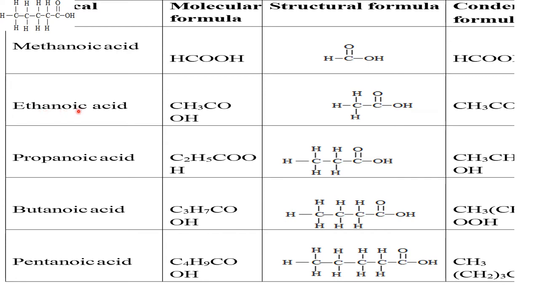Then we have ethanoic acid, which is expected to have two carbon atoms, and indeed it has two, this and this. And the bonding that is involved in this is this, where we have the functional group, which is bonded to a carbon, and the carbon is populated with hydrogen. So the same manner follows in all the acids.